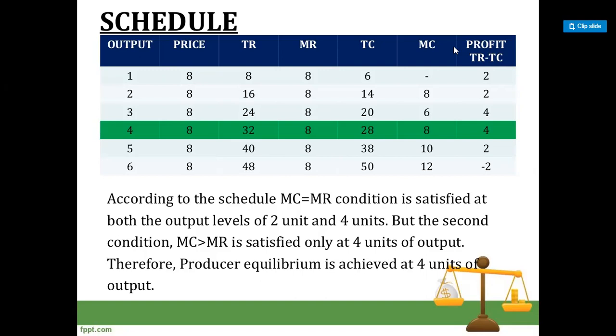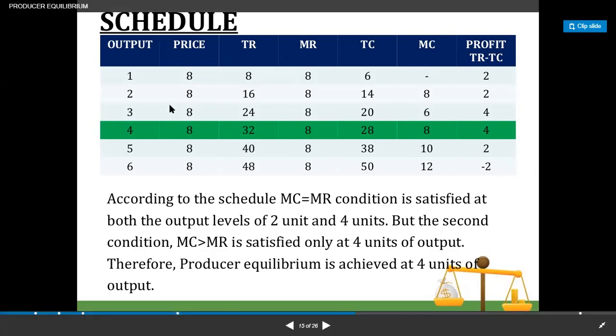Here you can see in the table that the output is increasing day by day, 1, 2, 3, 4, 5, 6, but the price is the same every time, 8. So how can we find out the total revenue? We multiply the output and the price with each other. So 8 ones are 8, 8 twos are 16, 8 threes are 24, 8 fours are 32, 8 fives are 40, 8 sixes are 48.